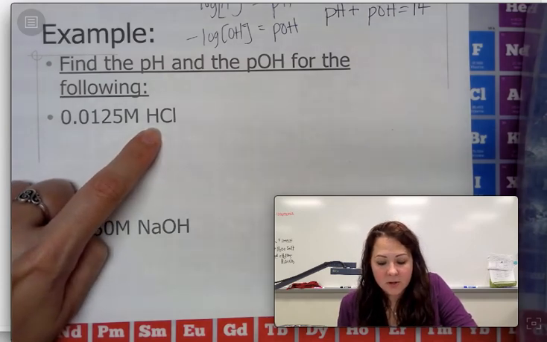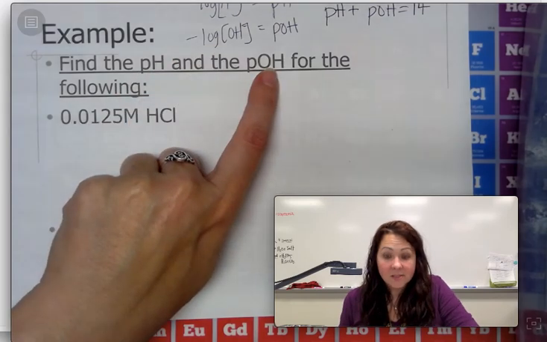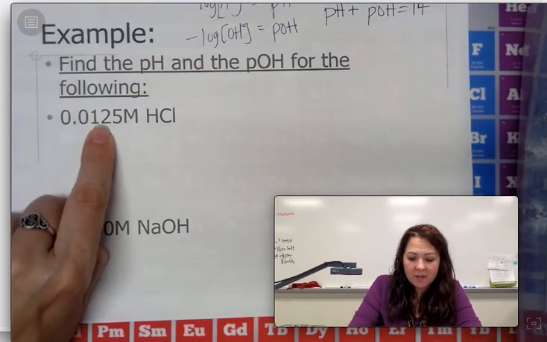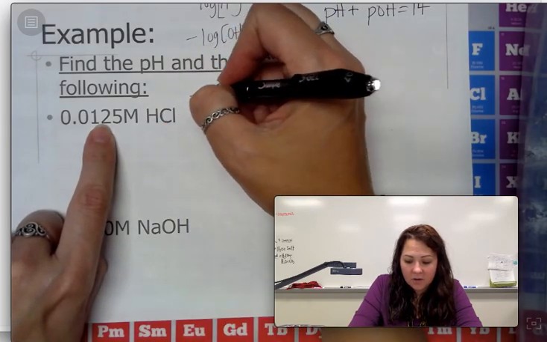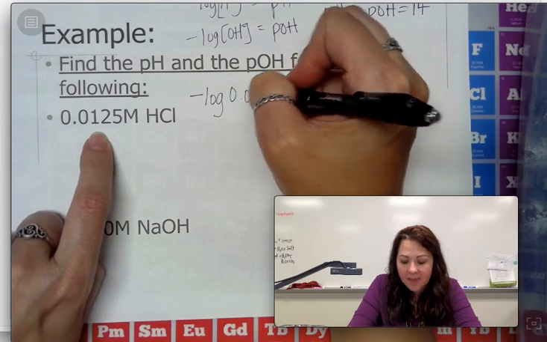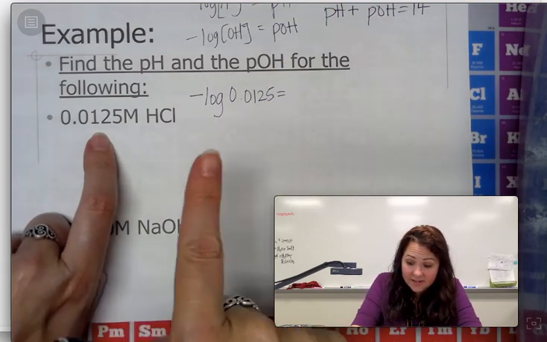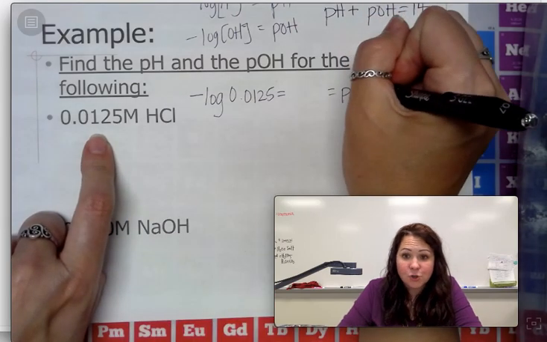So looking at our first practice problem, it says that we have 0.0125 molar hydrochloric acid. So with this one, we want the pH and the pOH. This is my concentration. So when I plug in negative log of 0.0125 and get an answer, that answer is going to give me my pH.